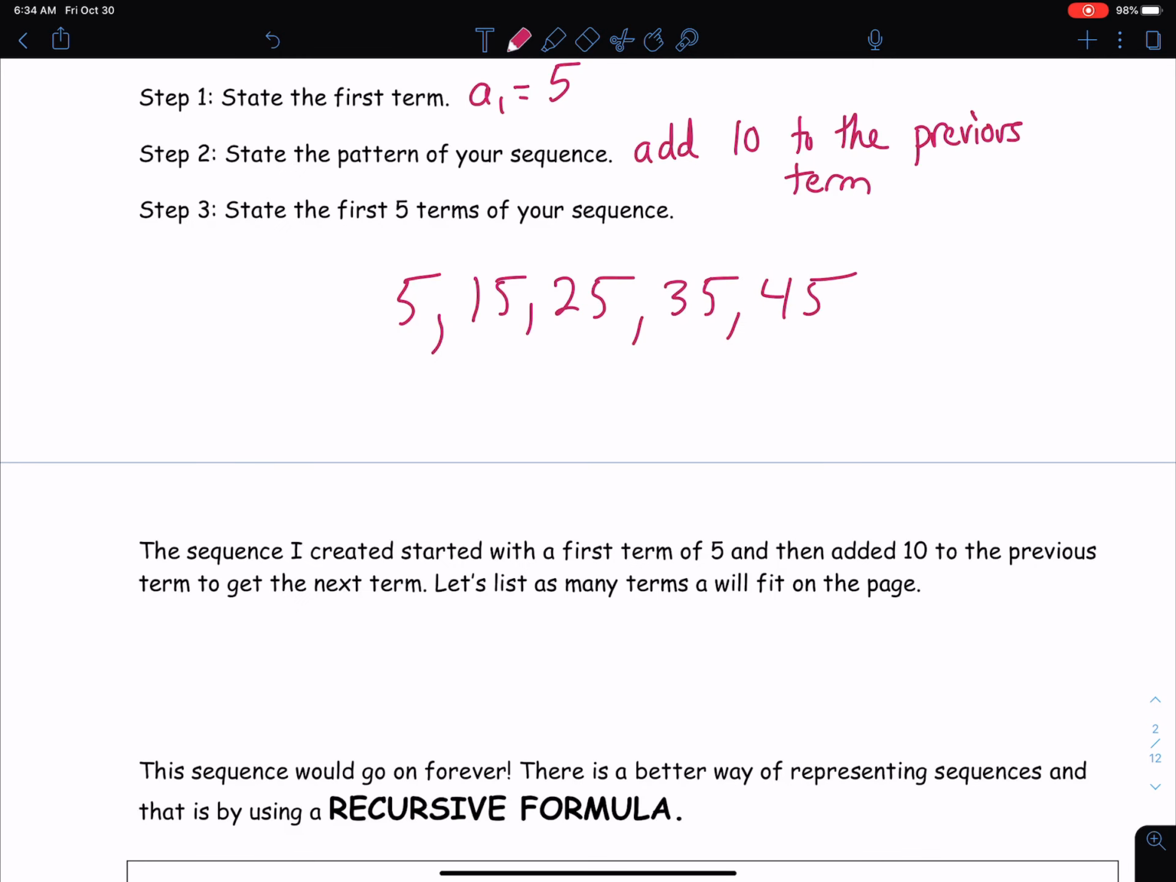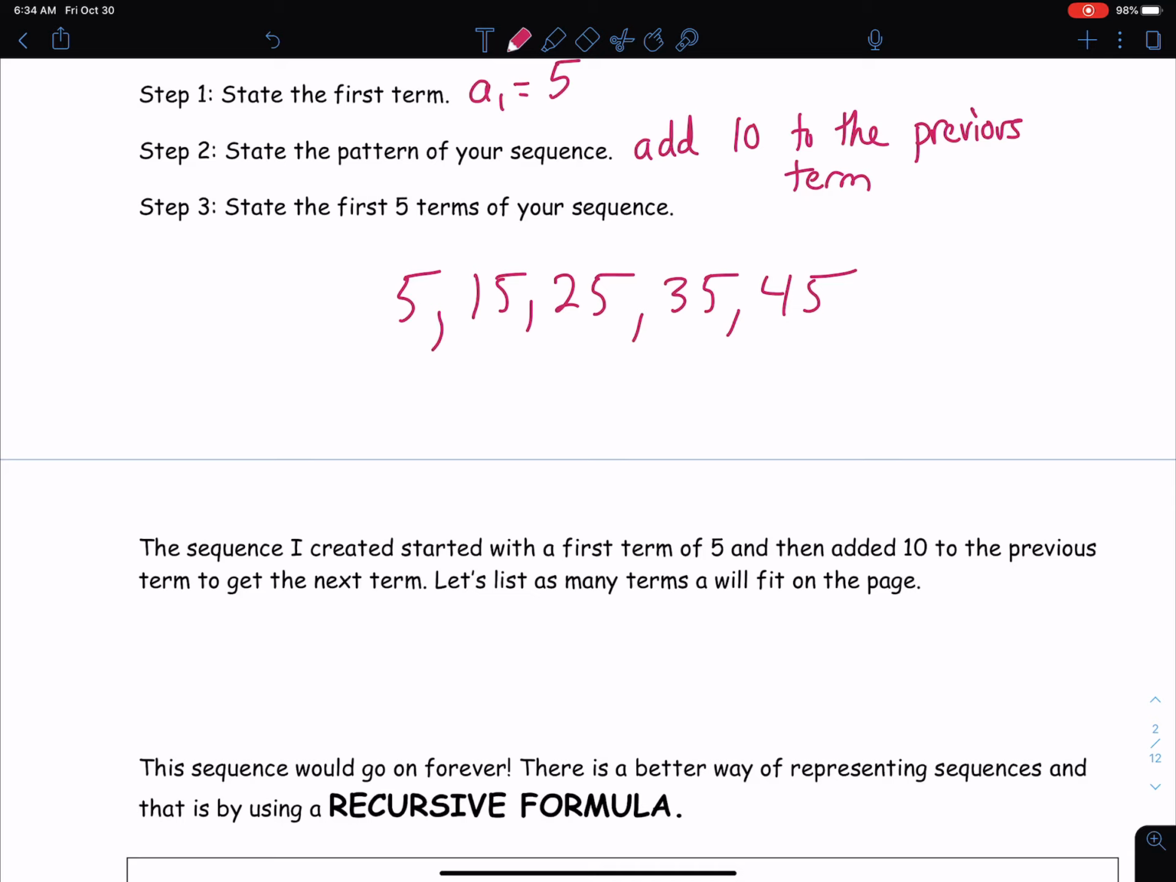On the next page, using the sequence I just created, I guess you could use your sequence too if you want to, but the sequence I created started with the first term of 5 and then added 10 to the previous term to get to the next term. Let's list as many terms that will fit on the page. I'm going to give you guys 2 minutes. Pause the video. List every single possible term you can list, because we want to list the entire sequence.